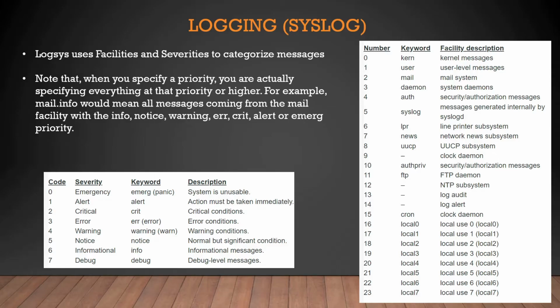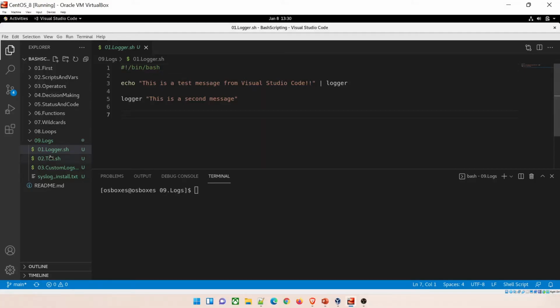So I have this already running over here, and this is the first program. We are going to use logger for that. The basic thing is we are going to echo "This is a test message from Visual Studio Code", and this is one way of doing it, and this is another way of doing it, so you can use any of them. Okay, let me check where I'm exactly. Perfect, I'm exactly in the correct path.